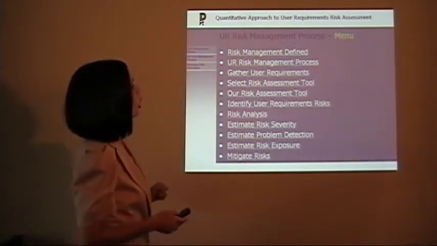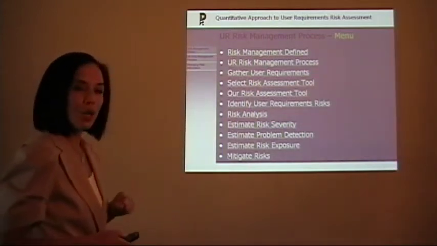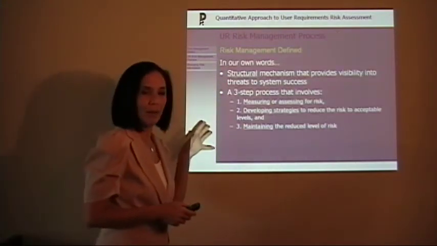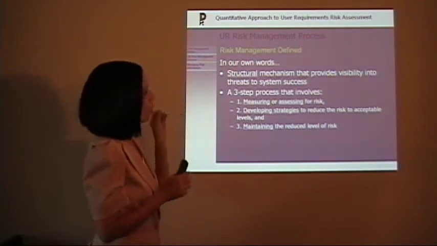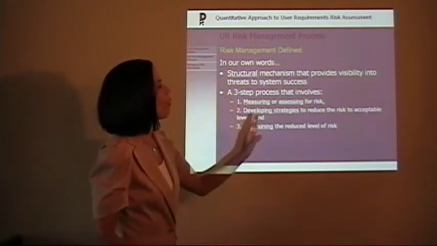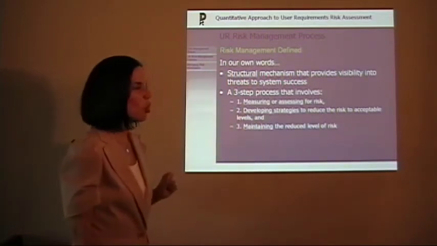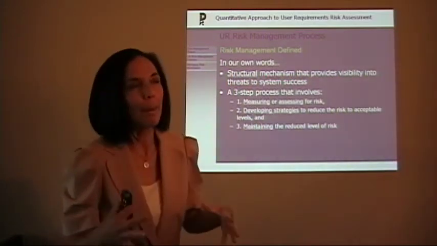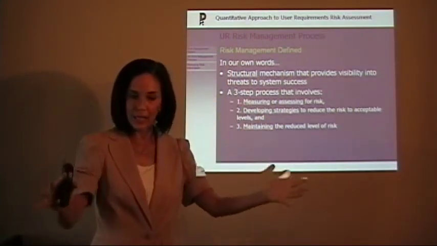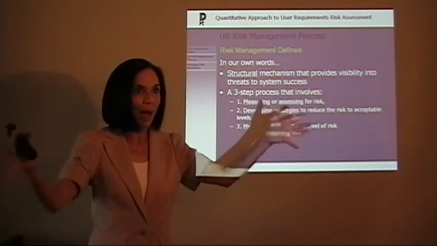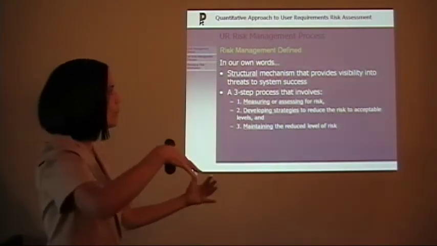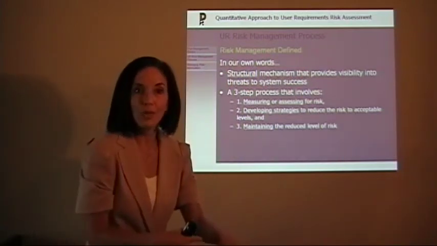So now let's look at the actual risk management process. And first, what do we mean by risk management? Well, risk management is a structural mechanism that provides visibility into threats to system success. What does that mean? If you think about a structural mechanism, you think about an entity. You could actually think about a structure, okay? And this structure provides visibility into threats to system success.